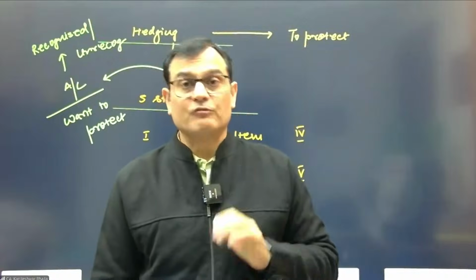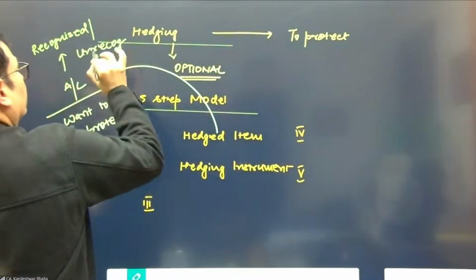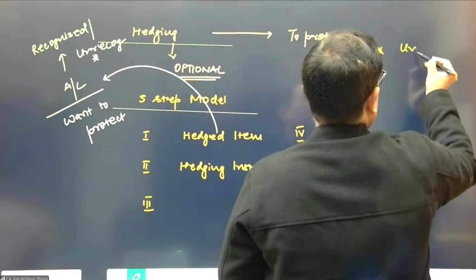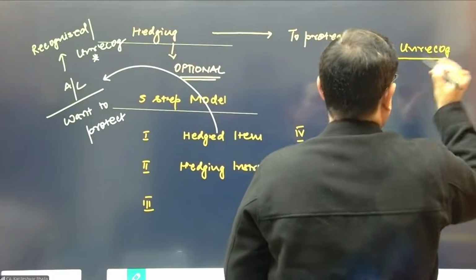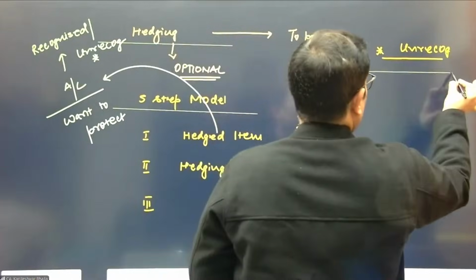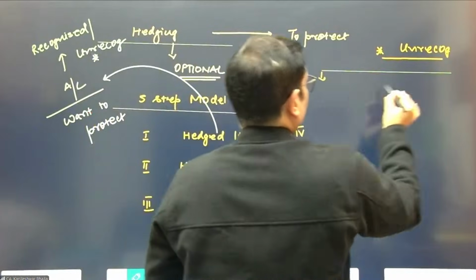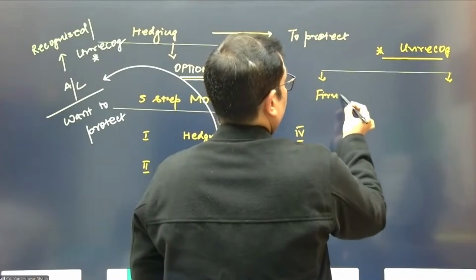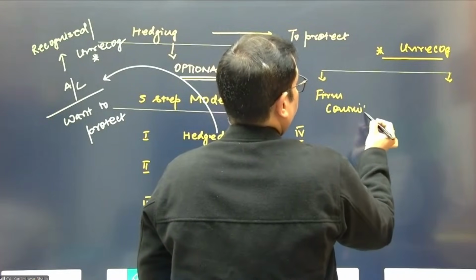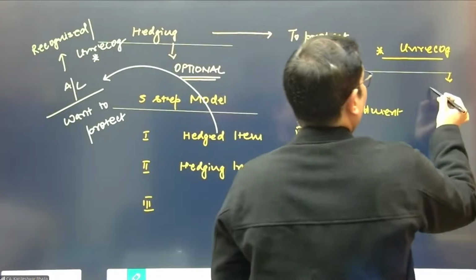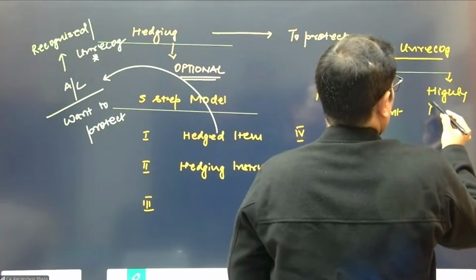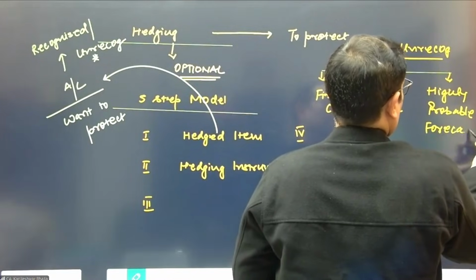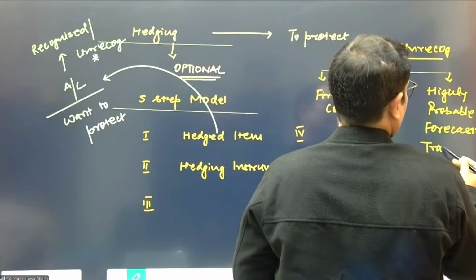For example, when I look at the example of unrecognized assets and liability, I would say the concept of unrecognized asset liability could arise on account of two factors. One is called a firm commitment. And the other one is called highly probable forecasted transaction. Let's understand this.